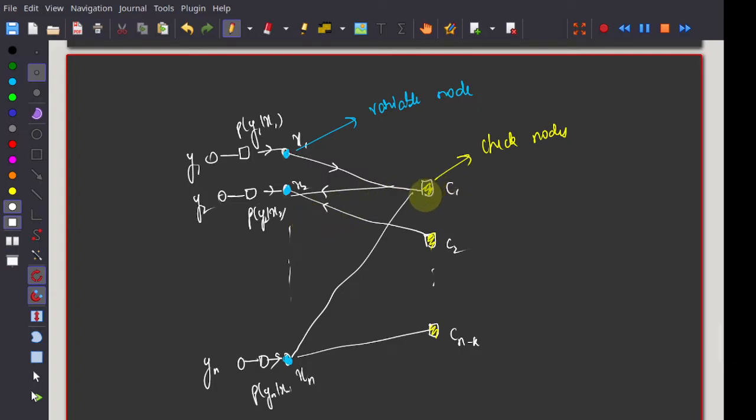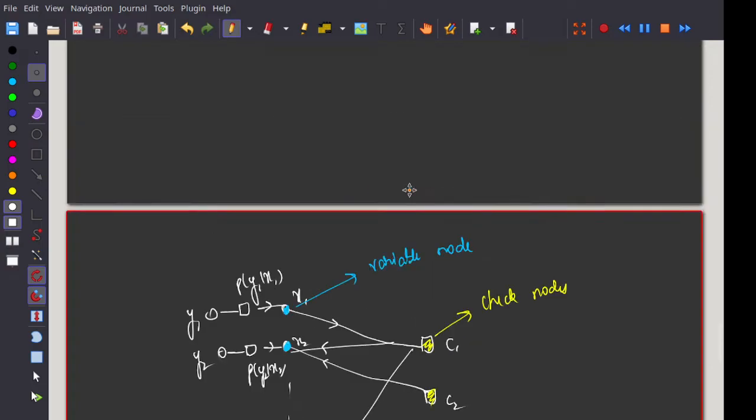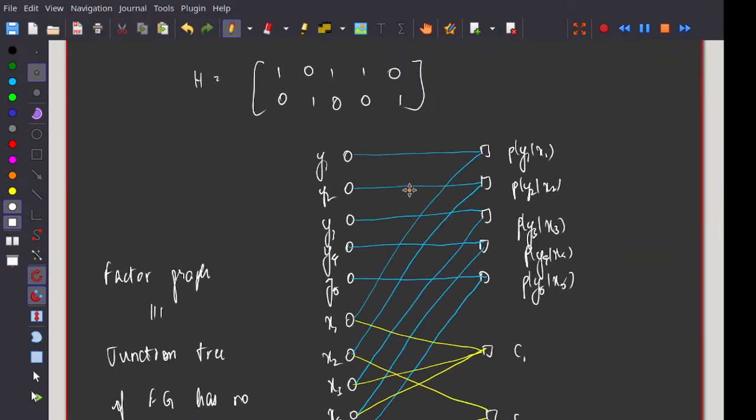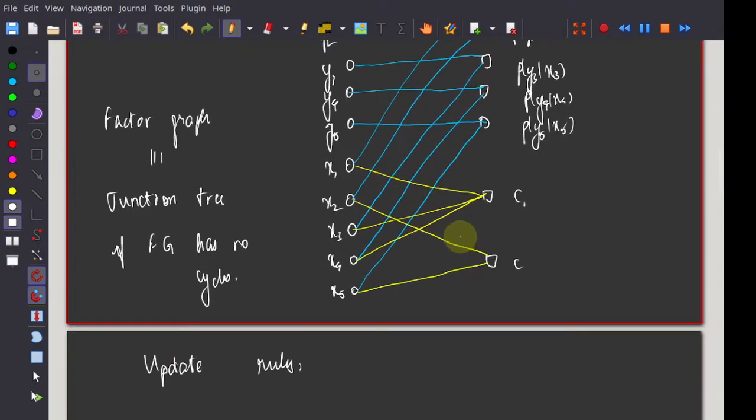But remember, let us take this concrete example. There's a local function corresponding to this check node. What are the variables? What is the local domain corresponding to this particular check node? It is x1, x3, and x4. What about this particular check node? x2 and x5. Right?